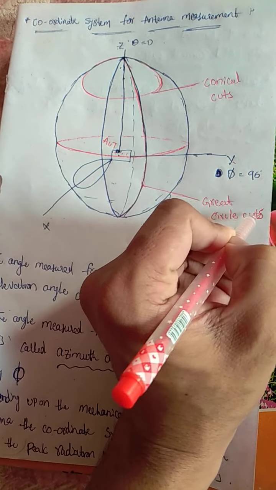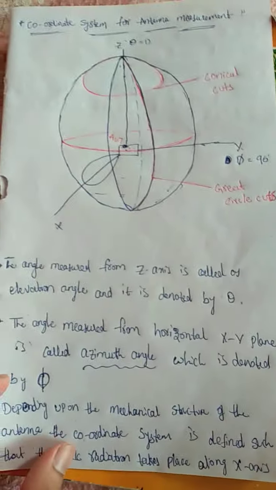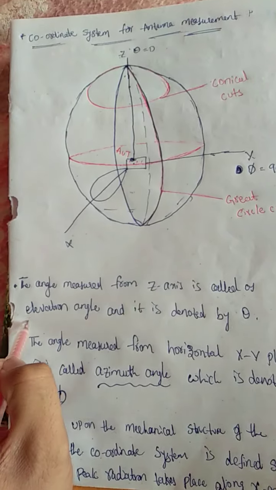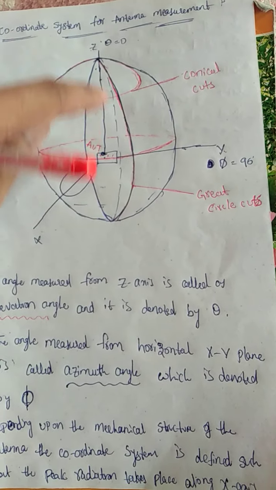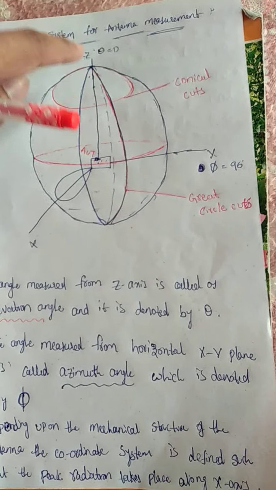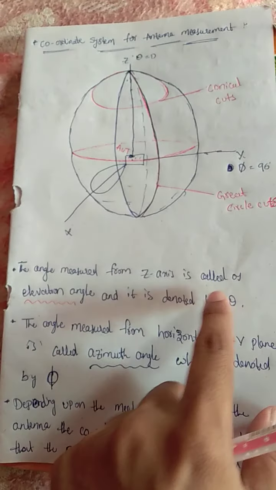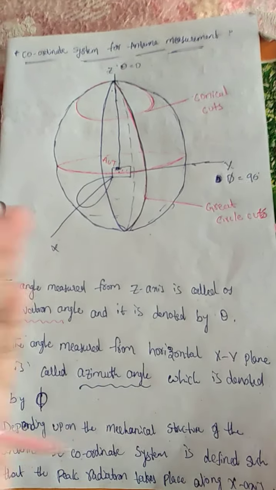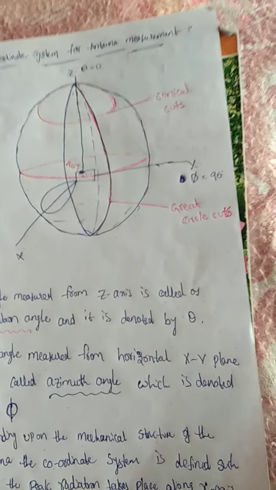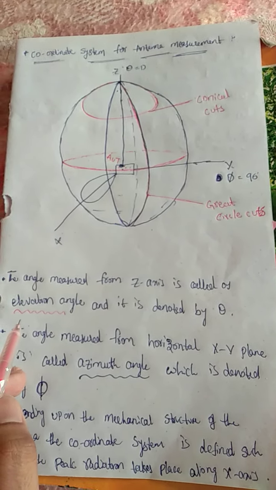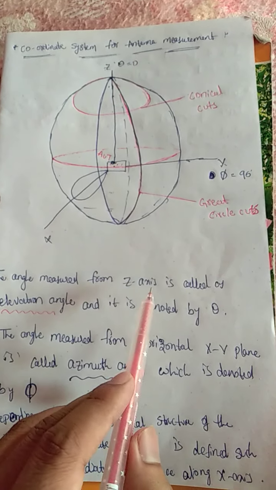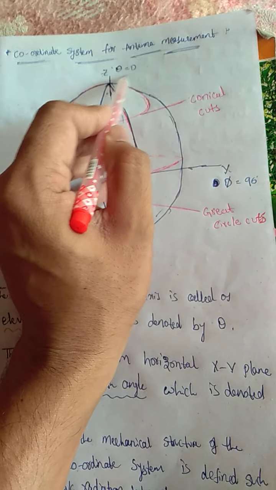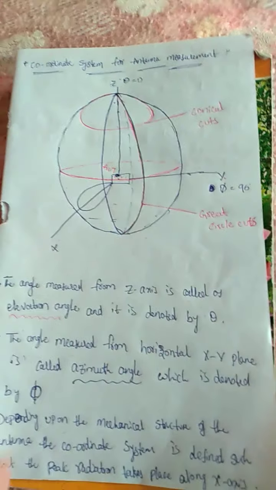Great circle cuts. The angle measured from the z axis is called the elevation angle, because the z axis is vertical. Elevation is the vertical angle, going upward. The angle measured from the z axis is called the elevation angle, and it is denoted by theta, which we have already seen here.